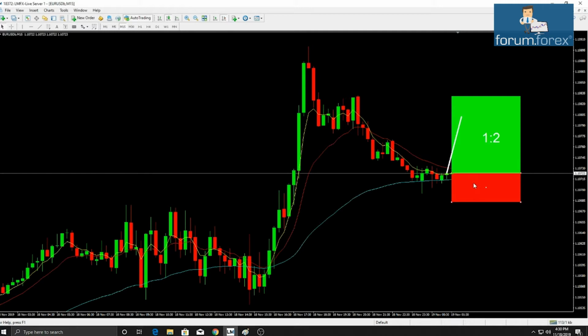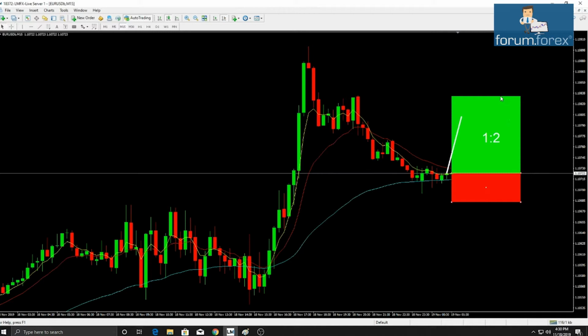Okay, so in this case, what that means is for every 1 pip you're risking, you're gaining at least 2 pips on the reward side. So in this case, we're risking right here. This is risking 4 pips for a reward of 10 pips.